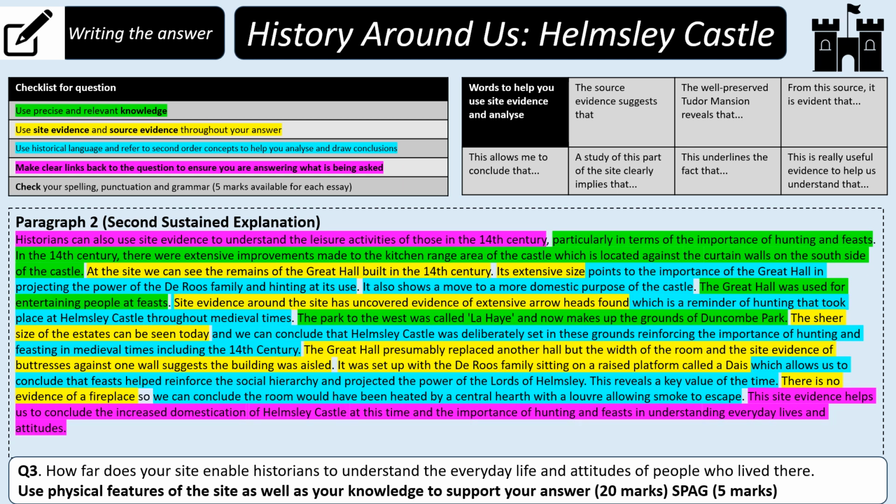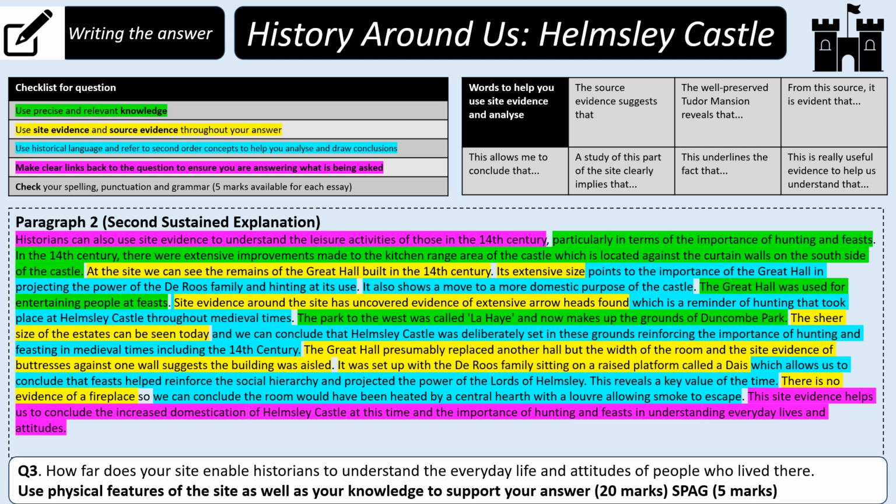Historians can also use site evidence to understand the leisure activities of those in the 14th century, particularly in terms of the importance of hunting and feasts. In the 14th century, there were extensive improvements made to the kitchen range area of the castle, which is located against the curtain walls on the south side of the castle. At the site, we can see the remains of the Great Hall built in the 14th century.